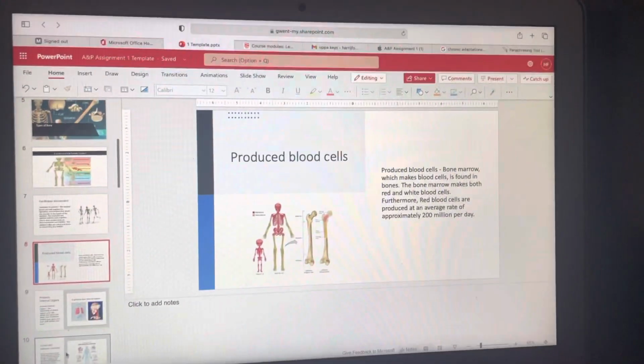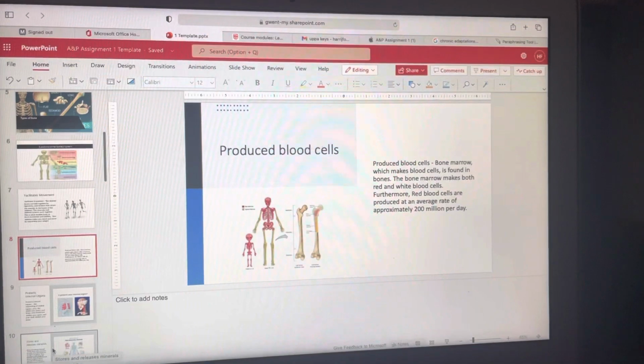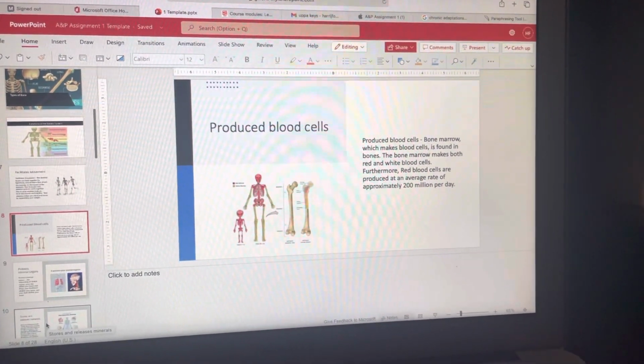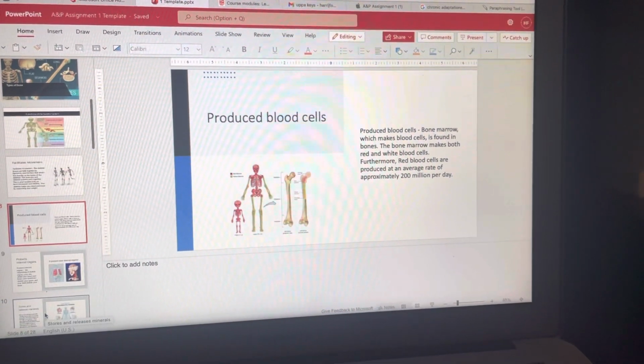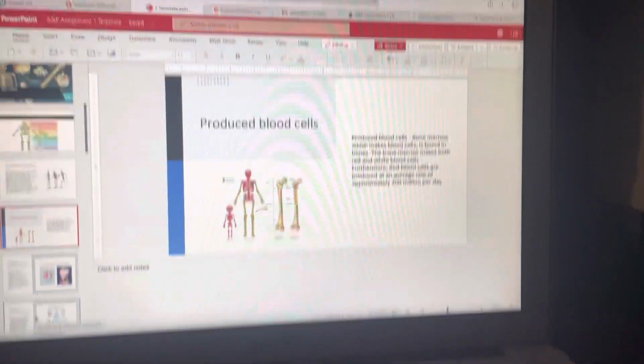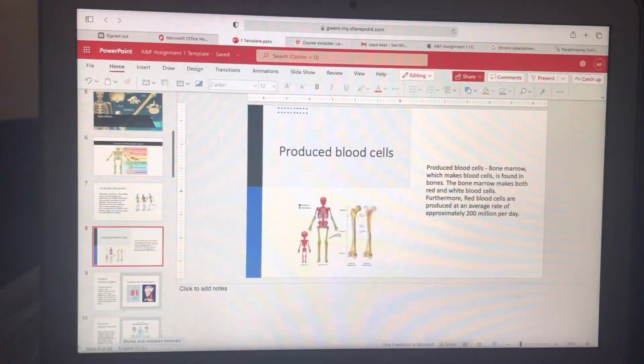Next, we have produces blood cells. Bone marrow, which makes blood cells, is found in the bones. The bone marrow makes both red and white blood cells. Furthermore, the red blood cells are produced at an average rate of approximately 200 million per day.